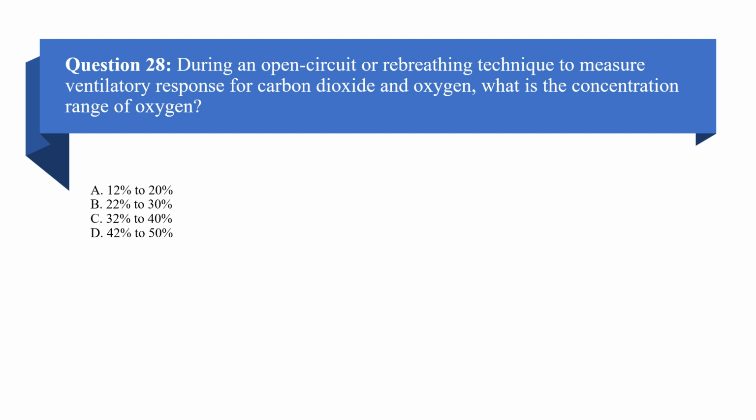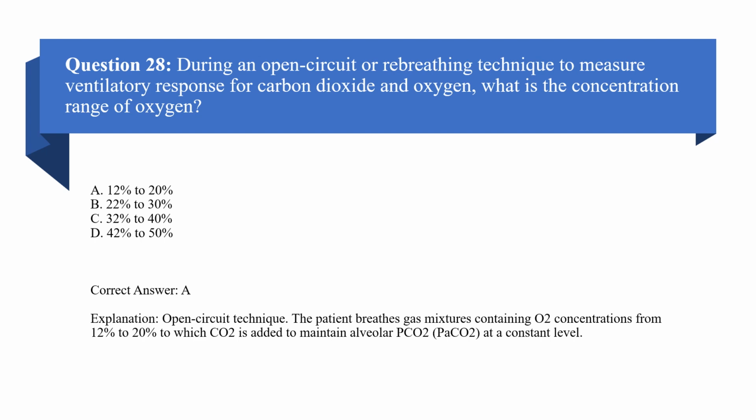Choices are A, 12 to 20%; B, 22 to 30%; C, 32 to 40%; and D, 42 to 50%. Correct answer is A, as in Albert, as in my first name. But why? During the open circuit technique, the patient breathes gas mixtures containing oxygen concentrations from 12 to 20%, to which carbon dioxide is added to maintain alveolar CO2, or PaCO2, at a constant level. So again, correct answer is A, 12 to 20%.